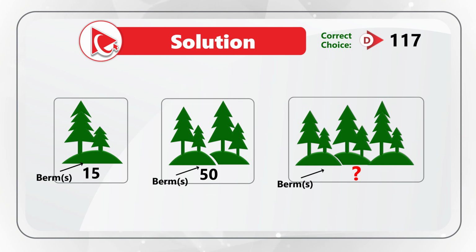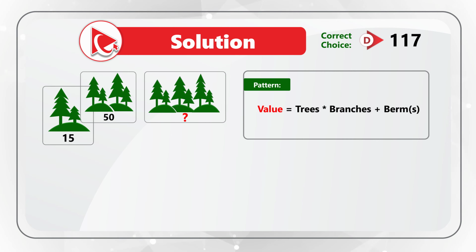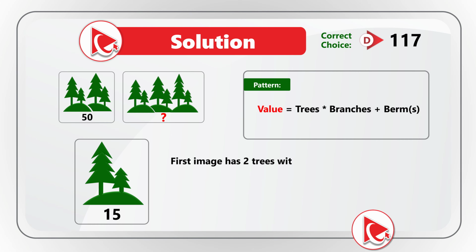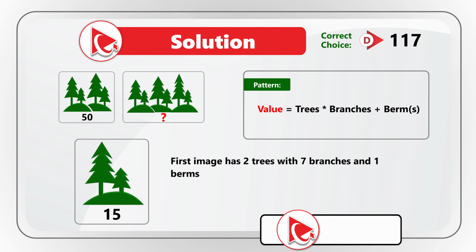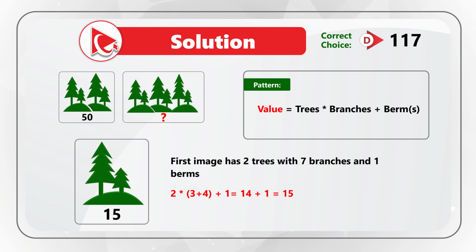The pattern is calculated as number of trees multiplied by number of branches on the trees, and you incrementally add the number of berms to calculate the number at the bottom. Let's look closely at each one of the images. First image has 2 trees with 7 branches and 1 berm, and the calculation would be 2 multiplied in parentheses 3 plus 4, plus 1, which would be an equivalent of 14 plus 1 equals 15.